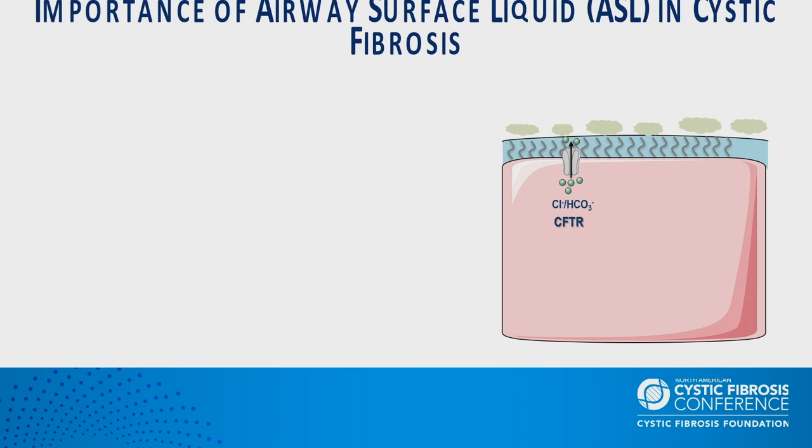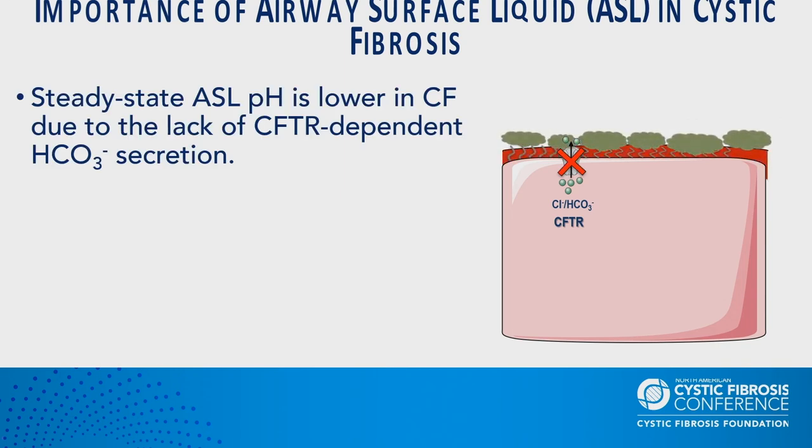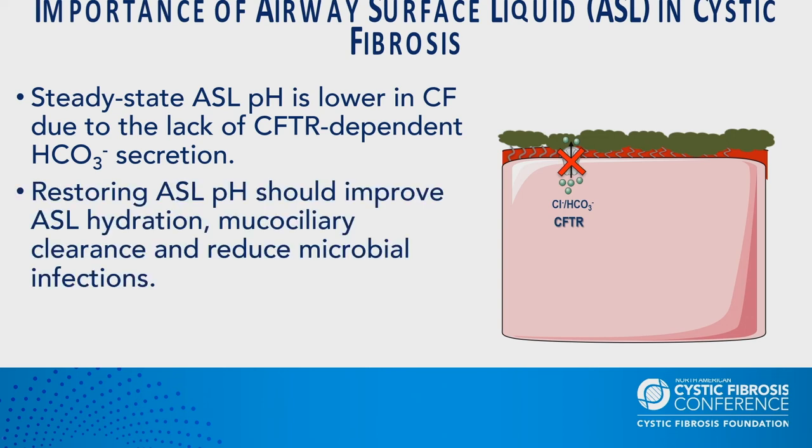The airway surface liquid is a thin liquid layer covering the airways. In normal airways, its pH is regulated by CFTR, through secretion of chloride and bicarbonate. In CF, the lack of CFTR induces ASL acidification and mucus stasis. So restoring the ASL pH should improve ASL hydration and mucociliary clearance, and reduce microbial infections.